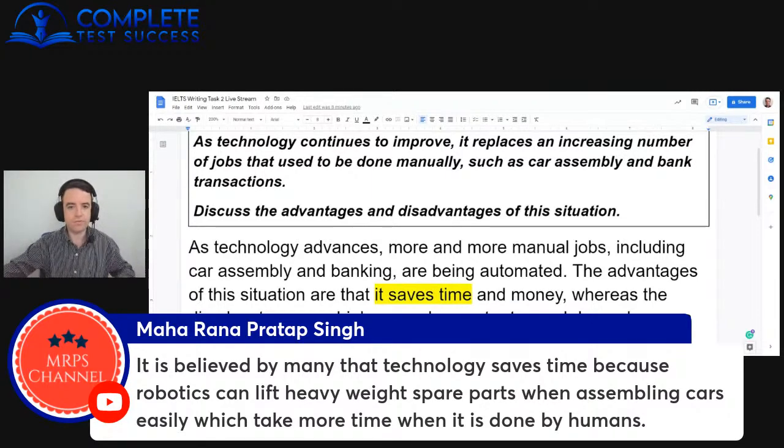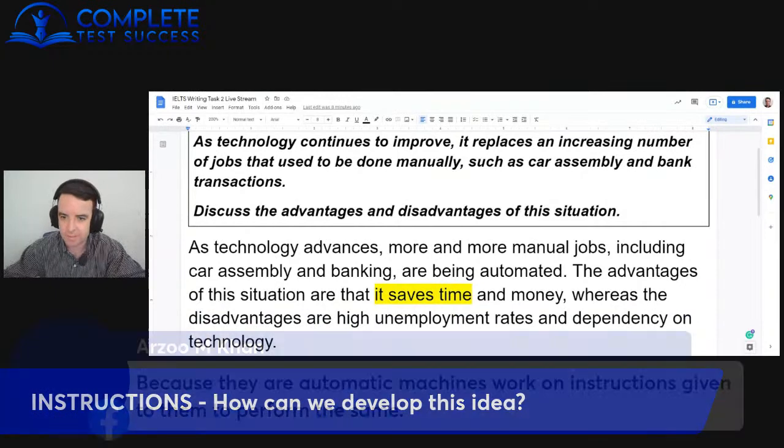Okay, good. So this is really on point. This is exactly what we're looking for. Just make it clear that that's an example, because you're talking very specifically about a specific area in which the technology is being used. But no, that's really good, Maha.